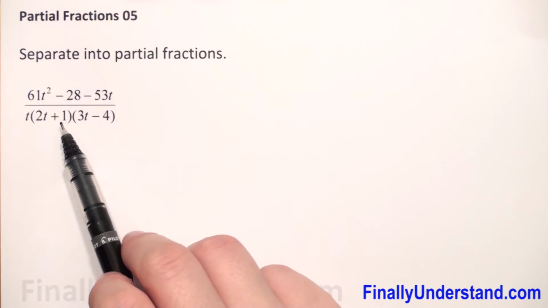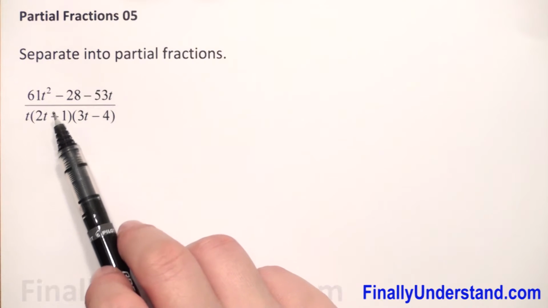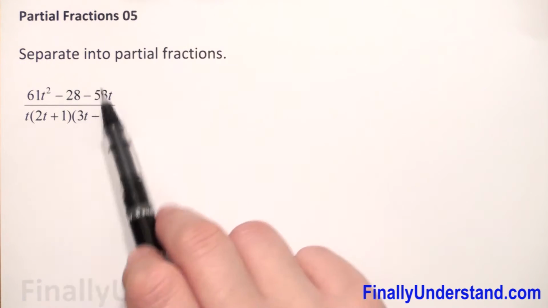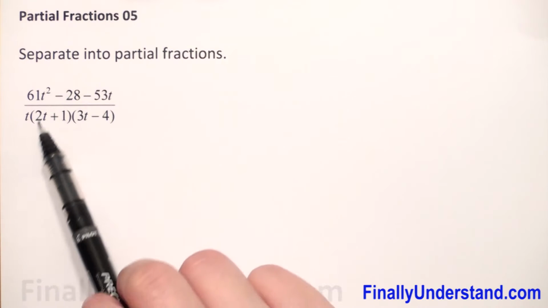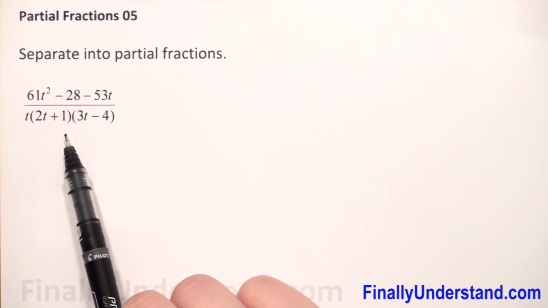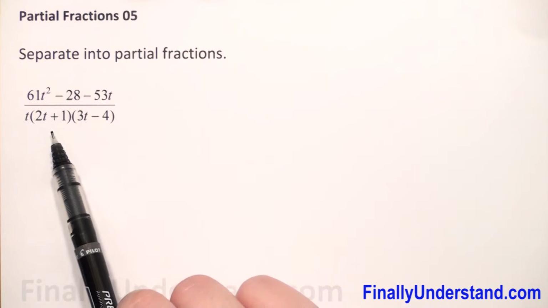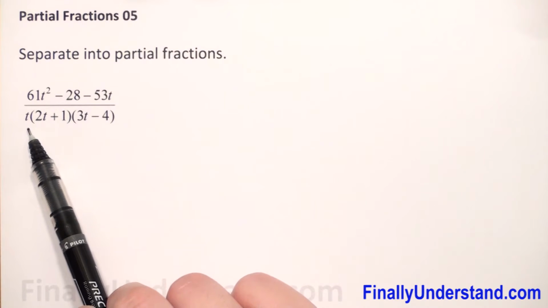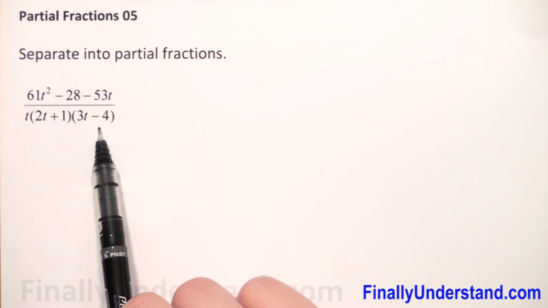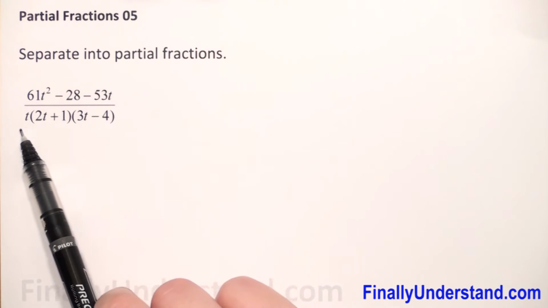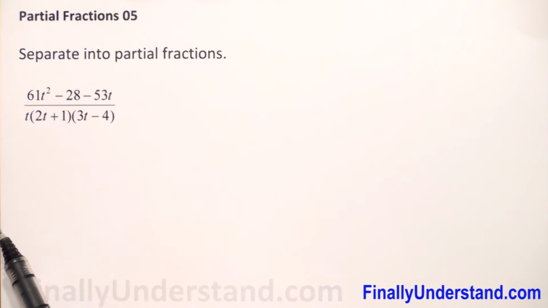If you have in the numerator a power greater than the denominator, you have to first do long division. But in this example everything is okay. So next step we have to check the denominator. We need to factorize the denominator. In this example we have t times 2t plus 1 times 3t minus 4. Every factor is a linear factor.